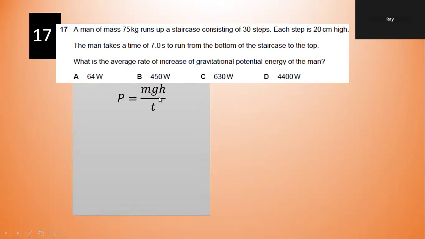mgh divided by T. Mass of the man is 75 kilogram, g is 9.81. You have 30 steps, each of them 20 cm. Change it to meter, 0.2. Time is 7 seconds. Okay, good.